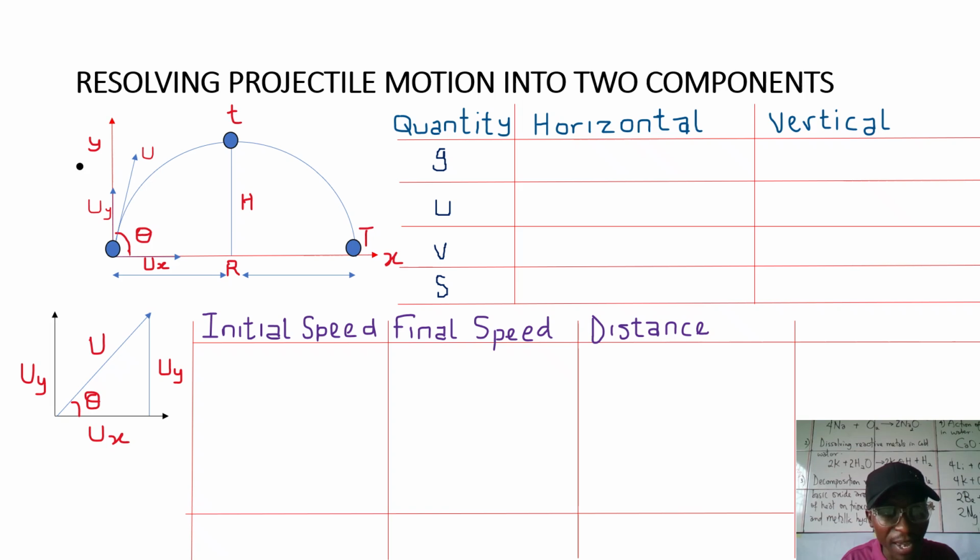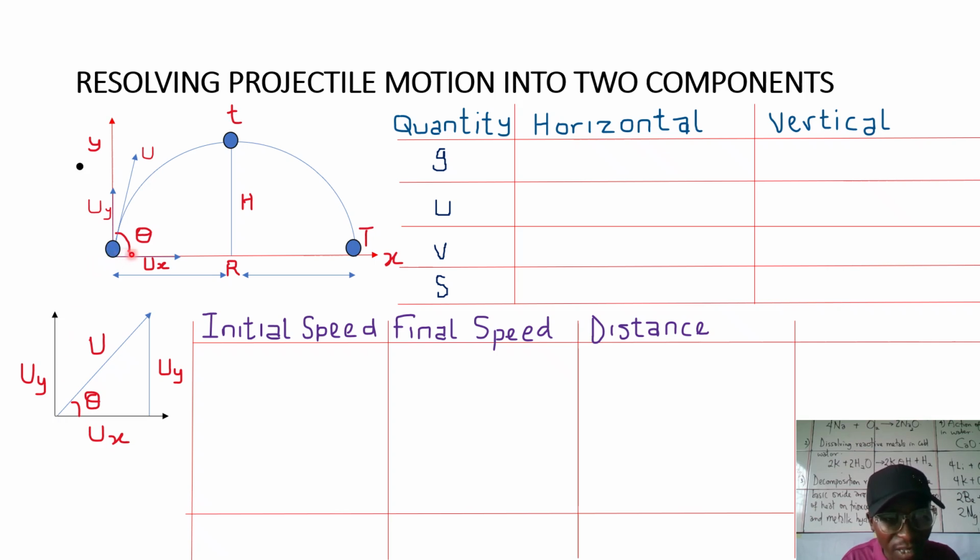So what we have here on the projectile graph is what we have interpreted to form a right angle triangle. On the projectile graph, we have the initial speed u, and here is our initial speed u, that is a diagonal line. Then we have the initial speed uy, that is the initial speed along the vertical axis, and here it is also in a right angle triangle.